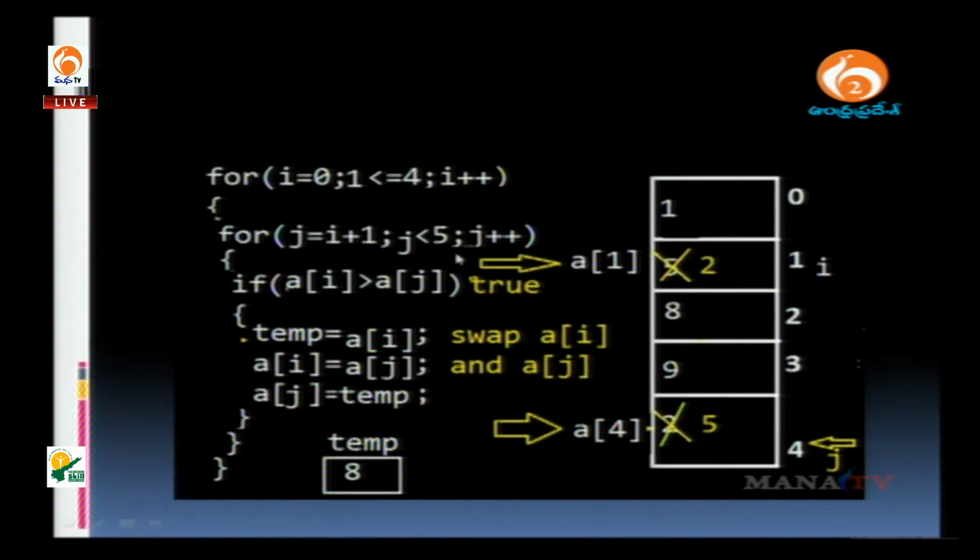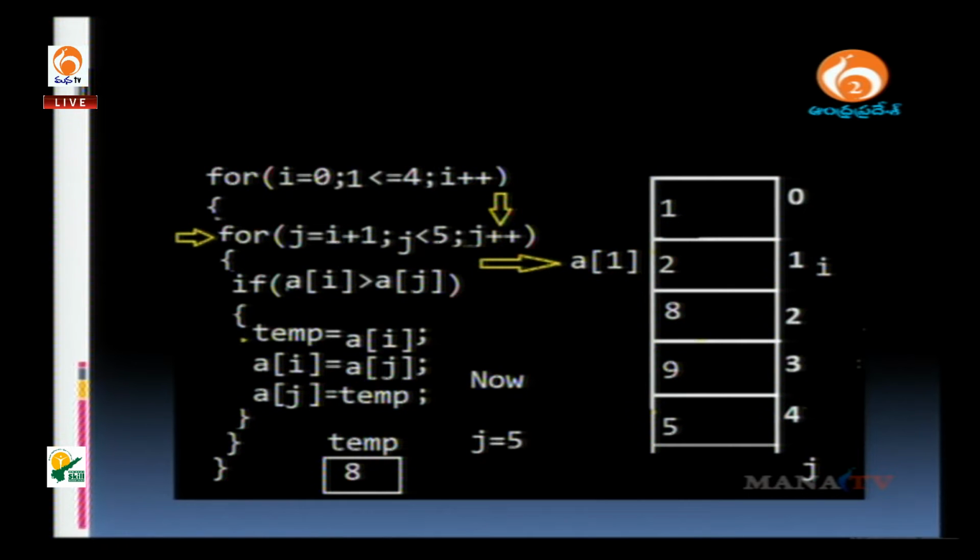Next j++, j is incremented by 1. Right now j is 4, j++ means j becomes 5. Now the control goes to the condition: j is less than 5 means 5 is less than 5, which is false. Whenever the condition of the inner for loop becomes false, the control goes to the outer for loop.